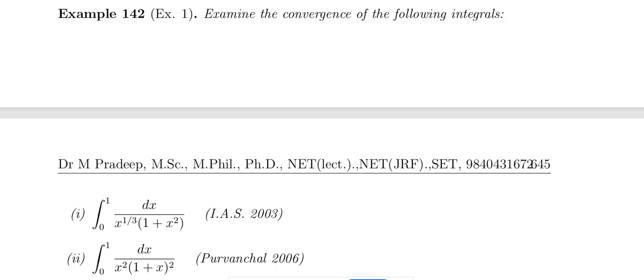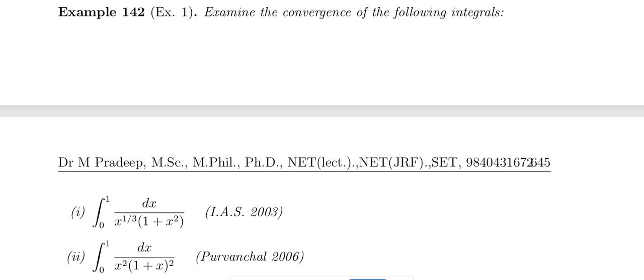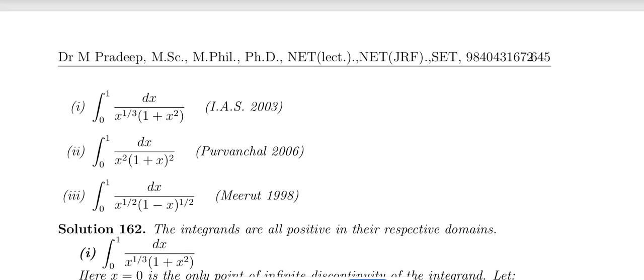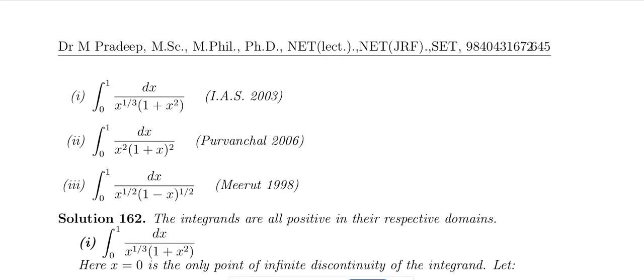This is the example. Examine the convergence of the following integrals: the integral from 0 to 1 of dx by x power 1 by 3 into 1 plus x square, the integral from 0 to 1 of dx by x square into 1 plus x whole square, and the integral of dx by x power 1 by 2 into 1 minus x whole power 1 by 2. I thought the last one has discontinuity at two points, while these have only one point.